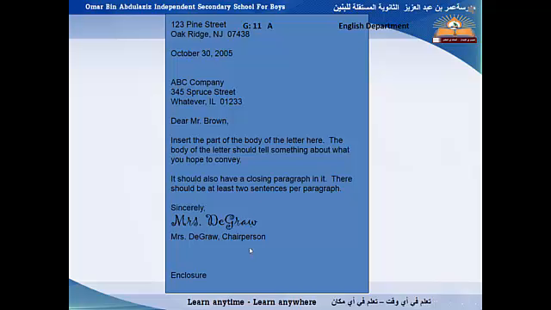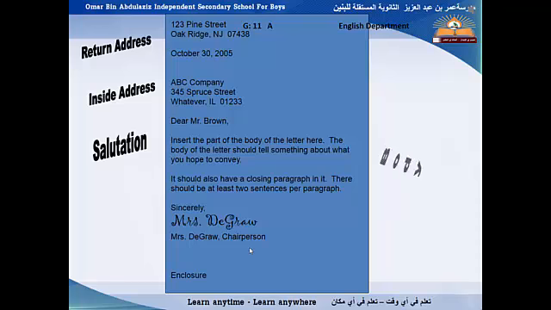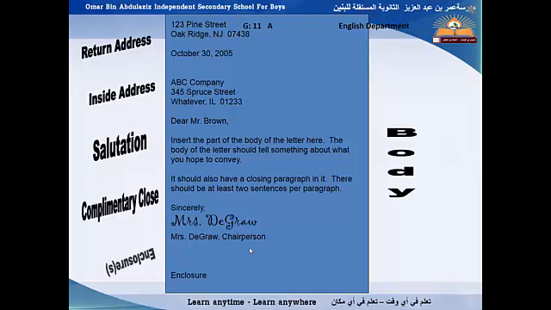This is the enclosure. Of course, you know this is a return address. Inside address. Salutation, for "Dear." The body: the reason why you are writing, and also the enclosure and the contact. Complimentary close. Enclosure: what do you enclose?